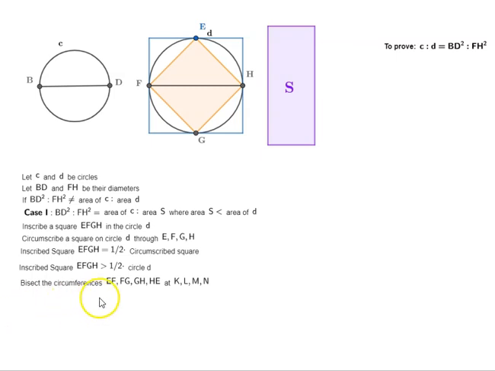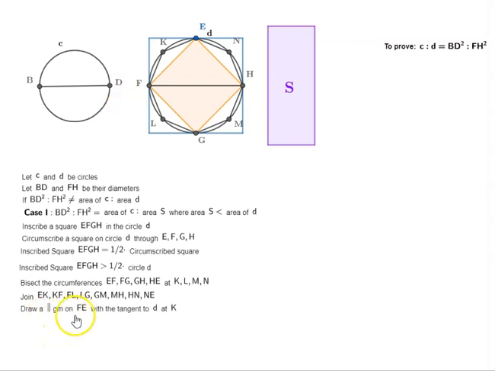Now we bisect the circumferences EF, FG, GH and HE. These circular arcs we bisect, and let's name those points and join these points so that we end up with a polygon. Now draw a parallelogram on FE with the tangent to D at K. So let's do that. So now triangle EKF is equal to half of the parallelogram that we have drawn.